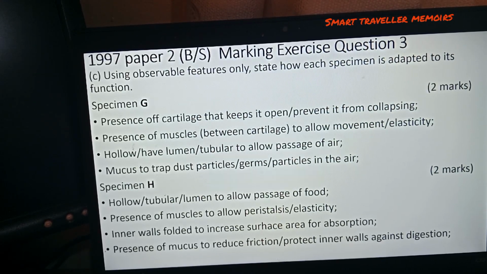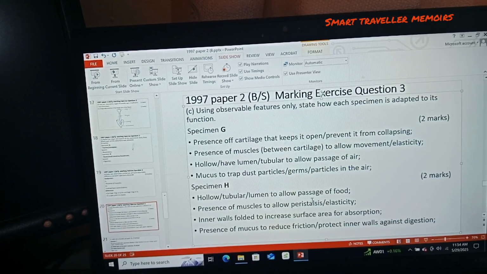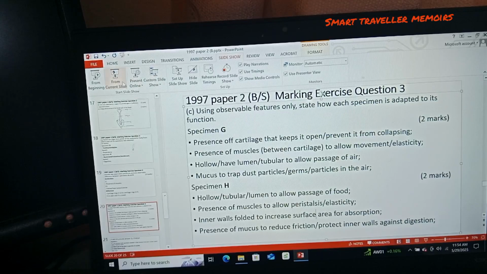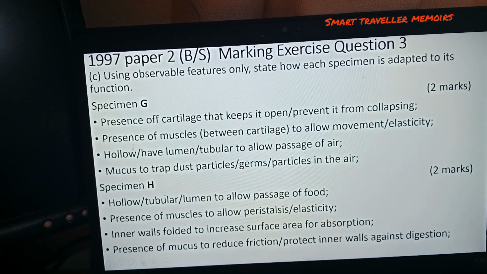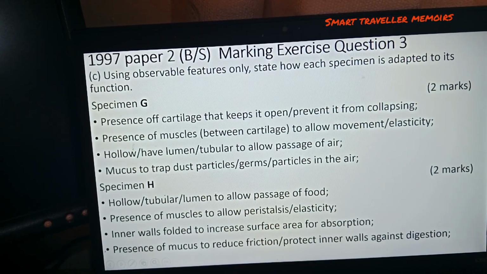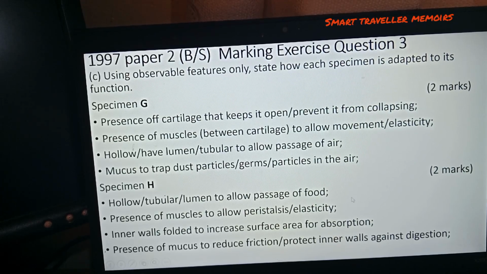Inner walls folded to increase surface area for absorption. So we were also making a correction there. Inner walls folded to increase surface area for absorption. Presence of mucus to reduce friction, protect inner walls against digestion. Superior.